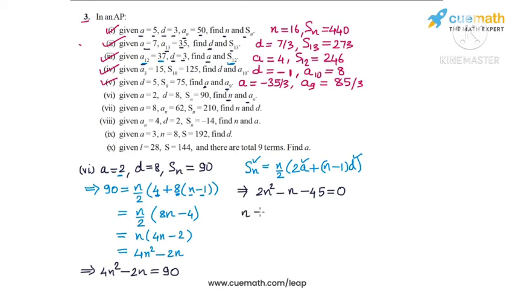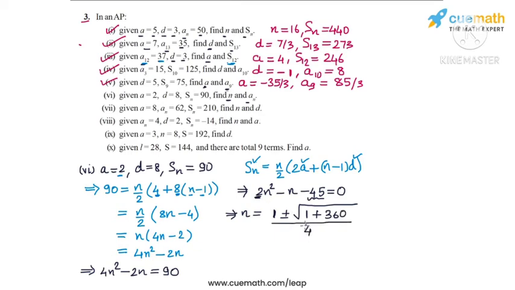So n is equal to, I'm applying the quadratic formula now, so n is equal to minus b. So b is minus 1, so minus b is 1, plus minus root of b square, so that's 1, minus 4ac. Now a is 2 and c is minus 45. So we get 4 into 2, 8 into minus 45, that's minus 360. And we have a minus sign which will make this plus. So 1 plus 360 by 2a. So 2 into 2 is 4.